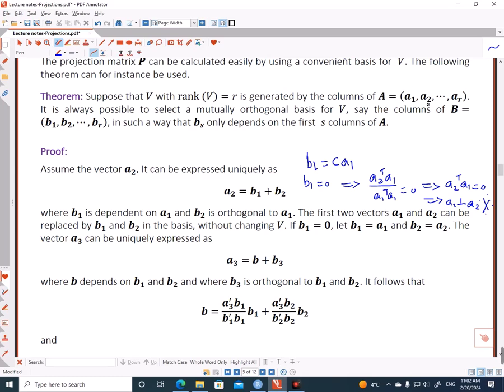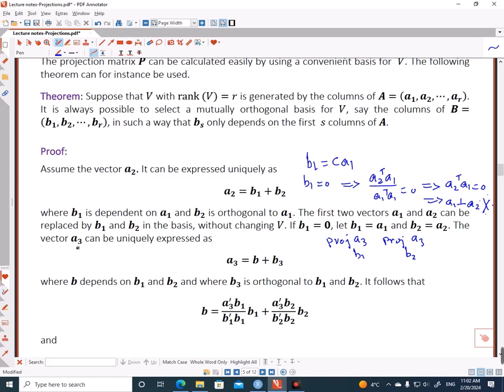But in the original matrix, we assume that the columns are not orthogonal. If they are orthogonal, then we are done. So if we assume that they are not orthogonal, it means that we cannot assume b1 is equal to 0, and then we follow this way. As I said, we can project a3 on b1, so we can use the projection of a3 on b1 and projection of a3 on b2.